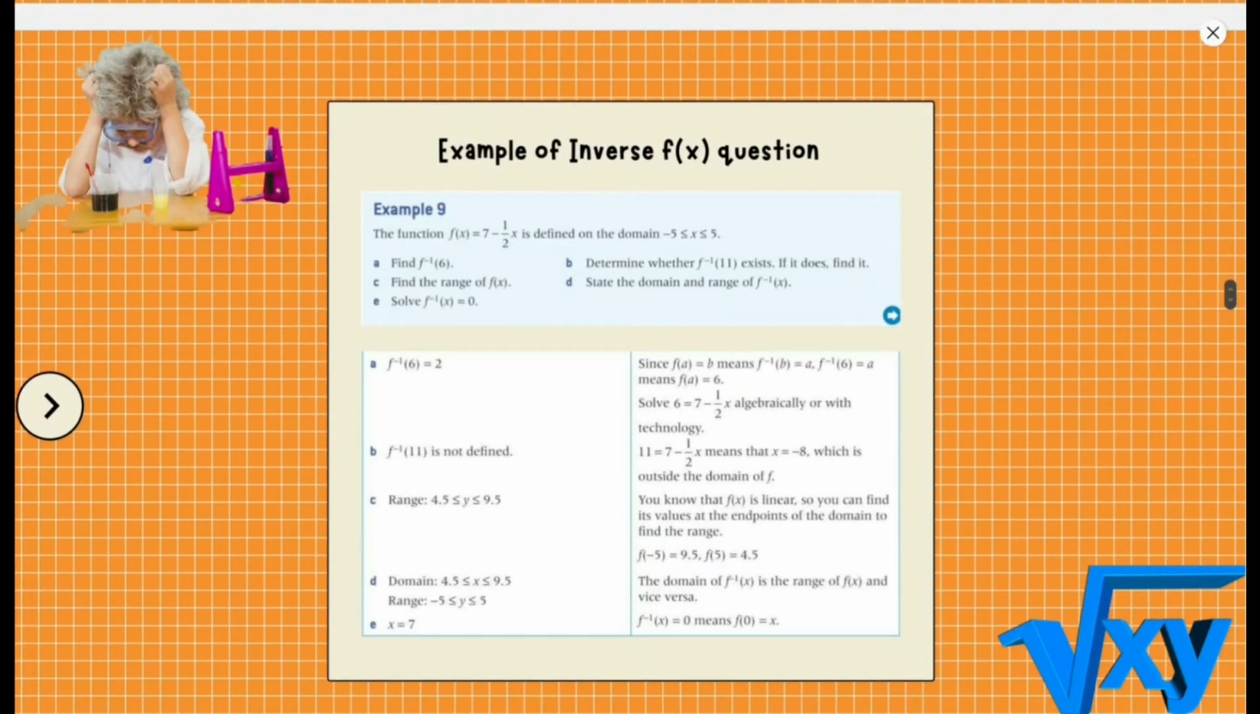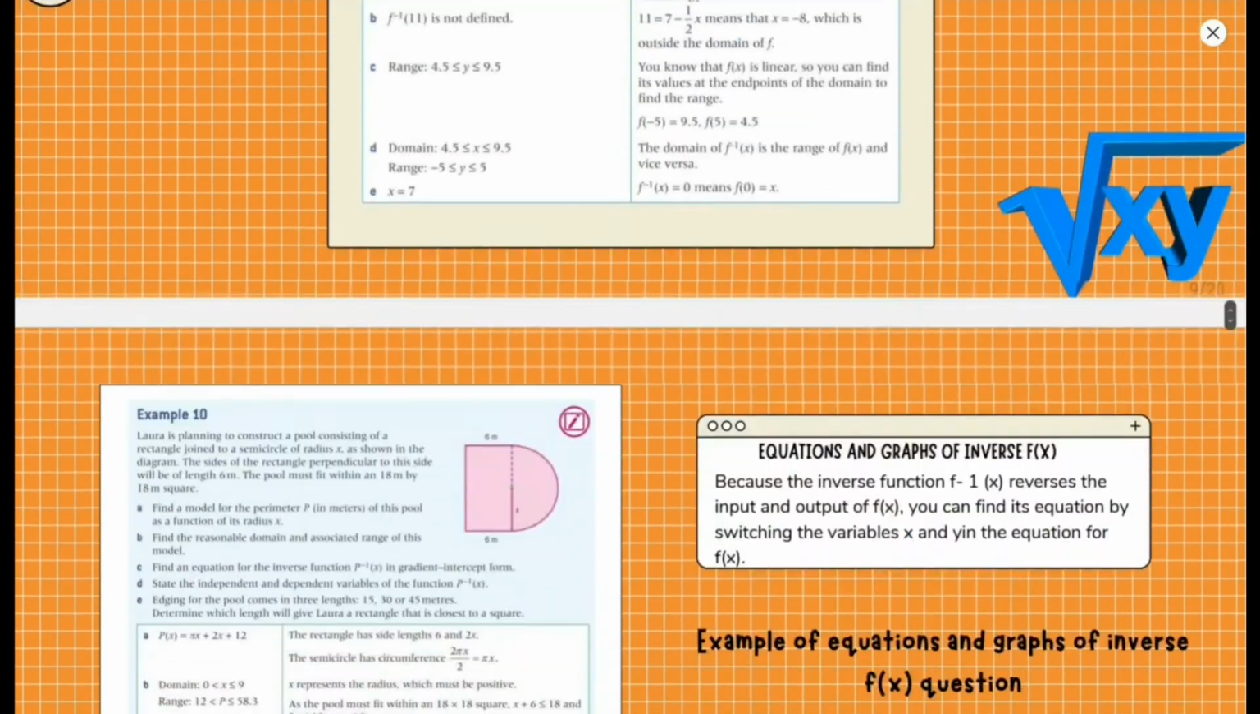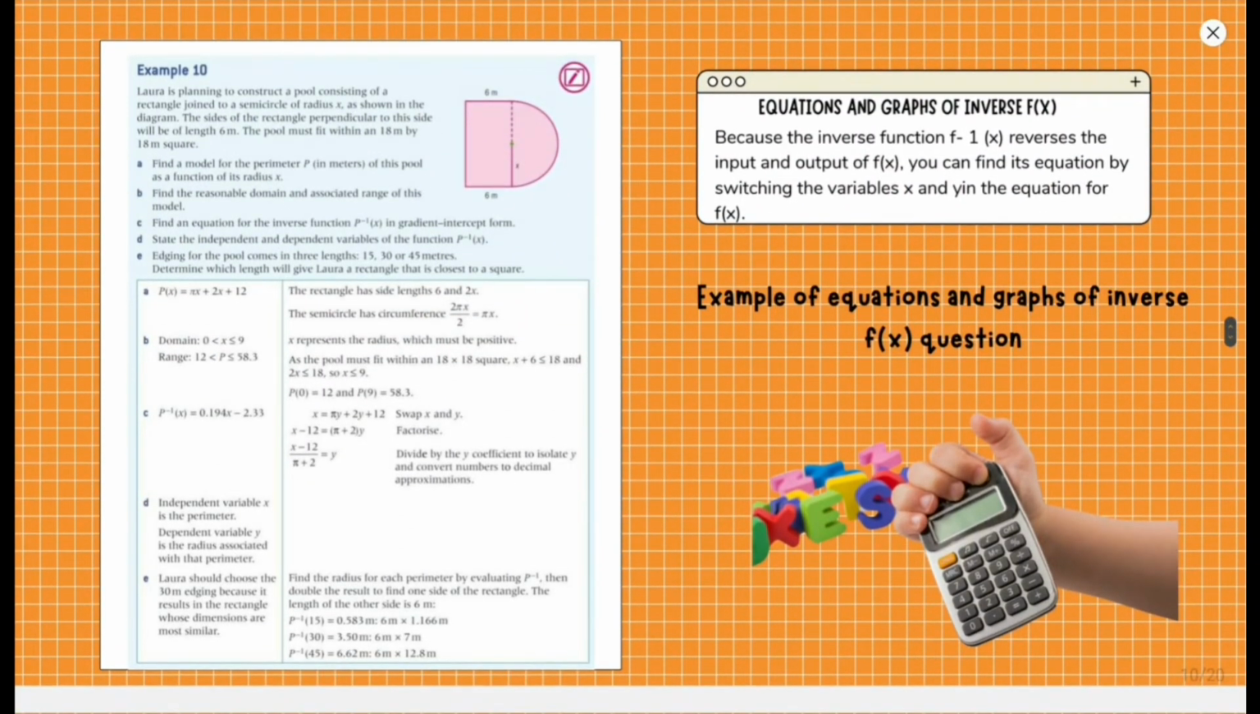So this is an example of an inverse function question that I took from the textbook. You can go through the questions one by one because they are quite simple and direct. Next is the equation and graph of an inverse function. Because the inverse function reverses the input and output of a function, you can find its equation by switching the variables x and y in the equation for the function. This is an example of this topic, and I think you can read it by yourself because it is easy to understand.